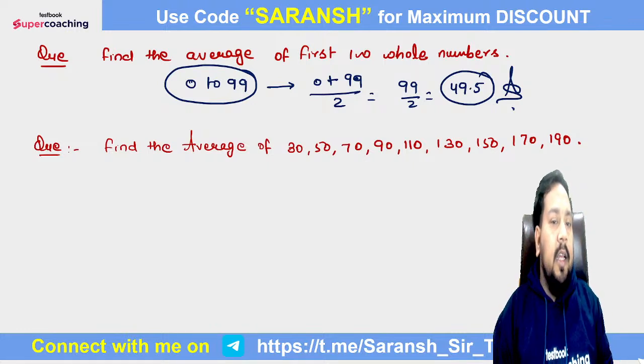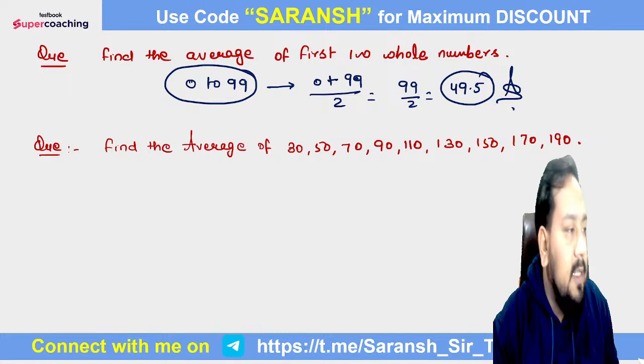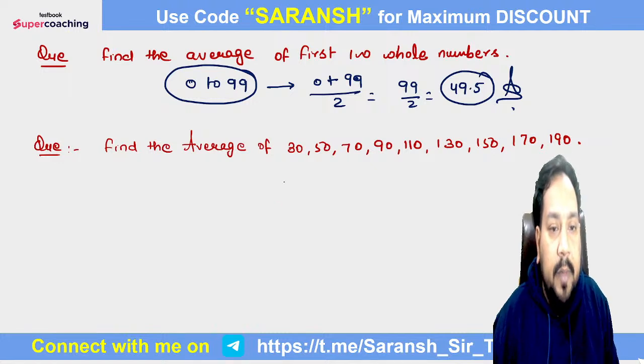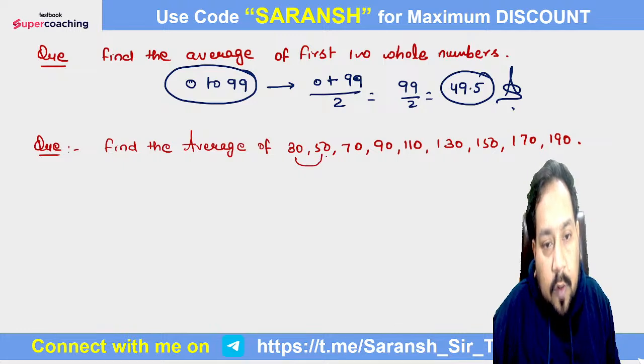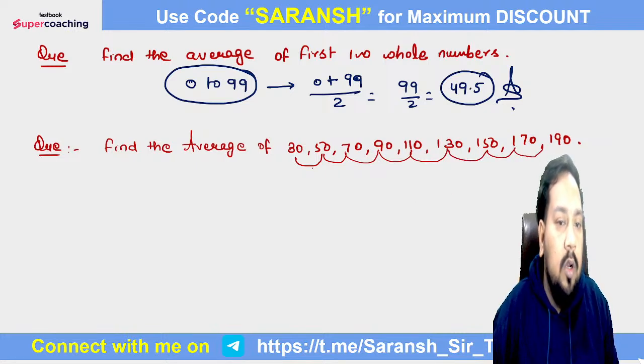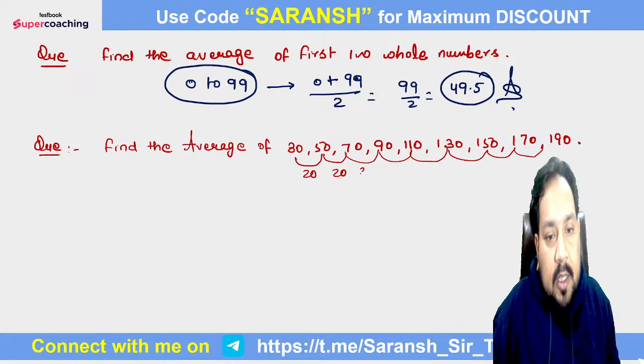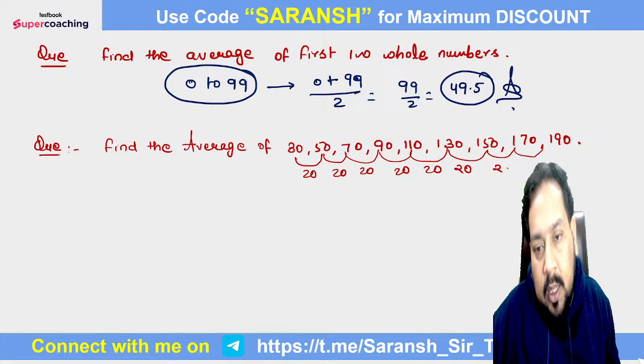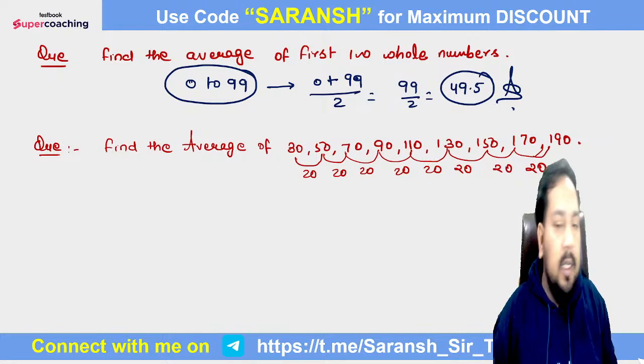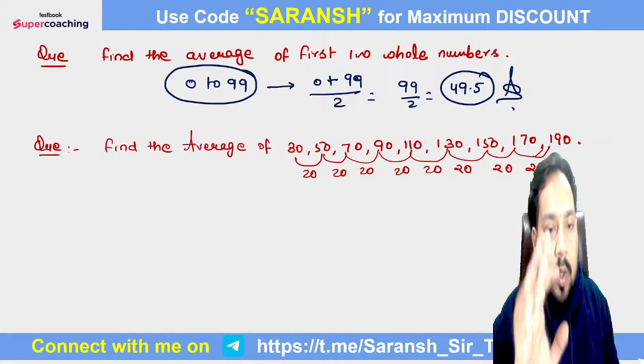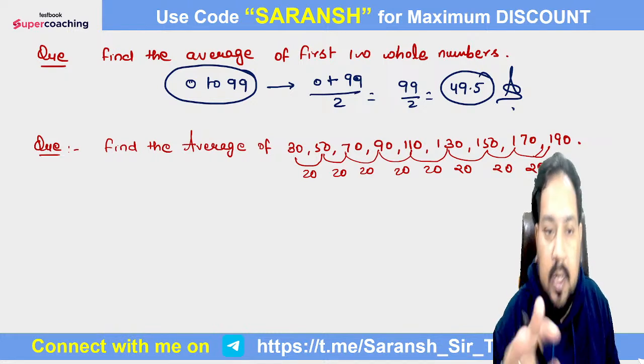See, first of all, is it consecutive? Consecutive means the difference of two terms is always the same. The difference of two consecutive terms is always the same. That is 20, 20, 20, 20, 20, 20, 20, and this one also 20. It clearly shows it is a consecutive series.